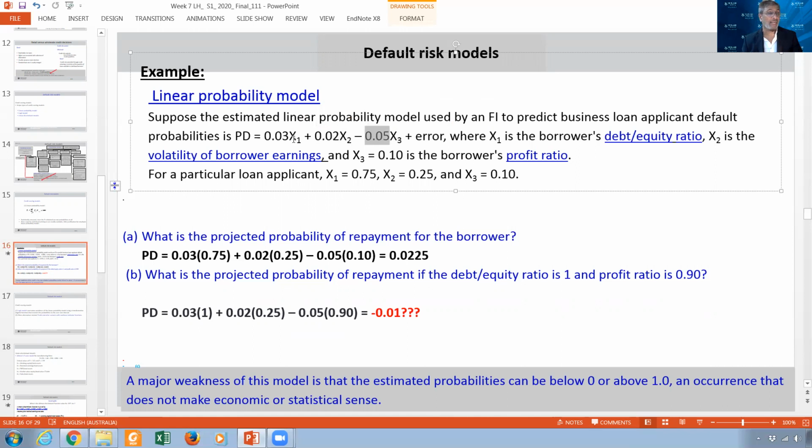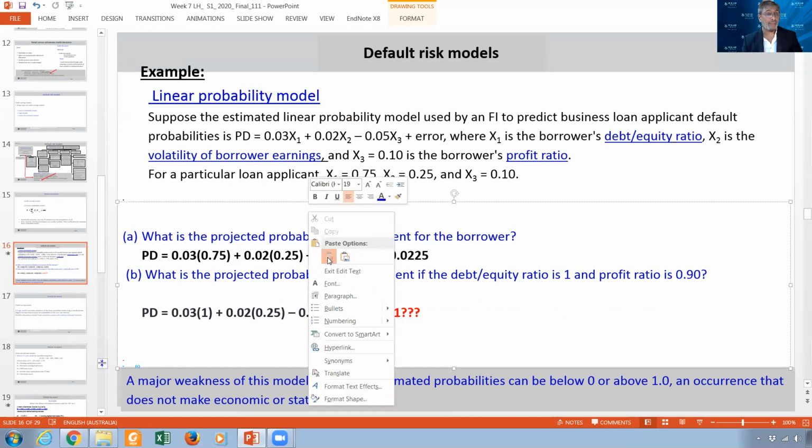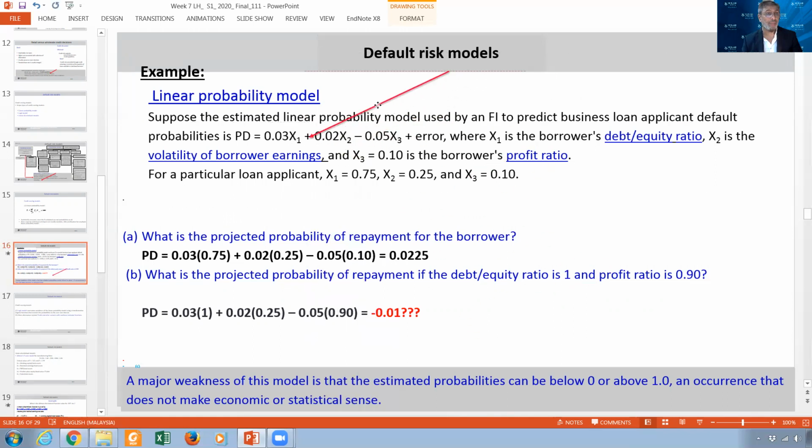We just take the financial information of the applicant and put it into X1, X2, and X3. Please follow me carefully now. X1 is the debt to equity ratio, X2 is the volatility of borrower earnings, and X3 is the profit ratio. So for a particular loan application, if X1 is 0.75, X2 is 0.25, and X3 is 10.